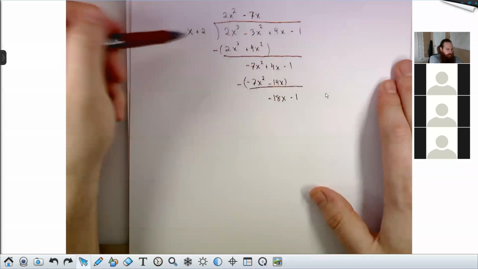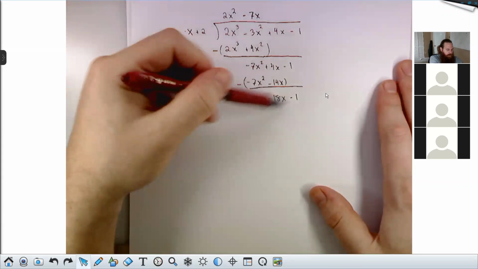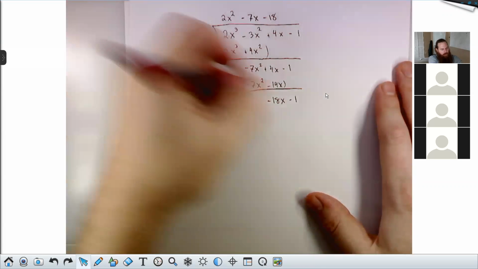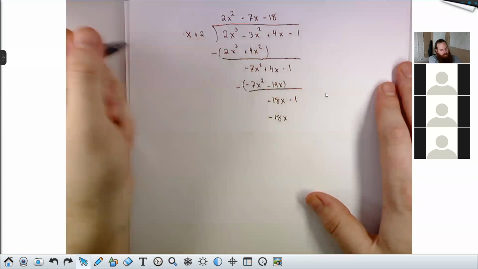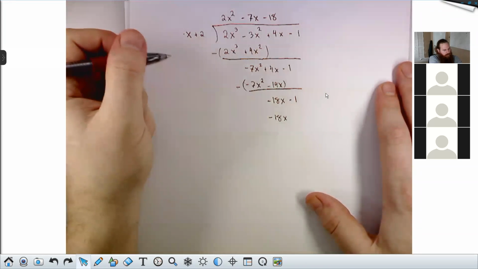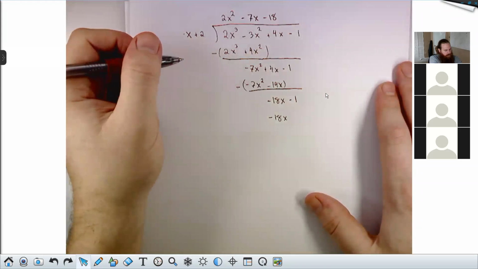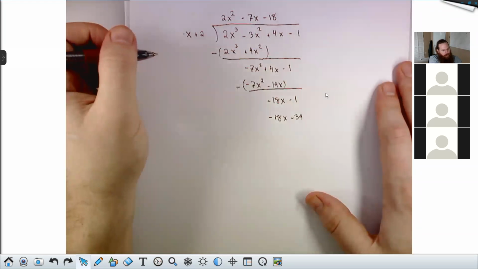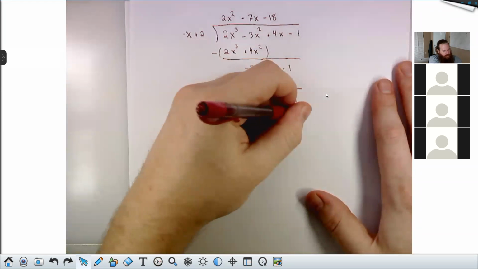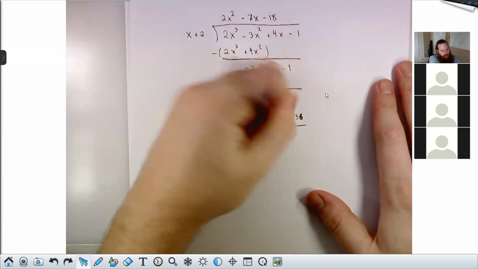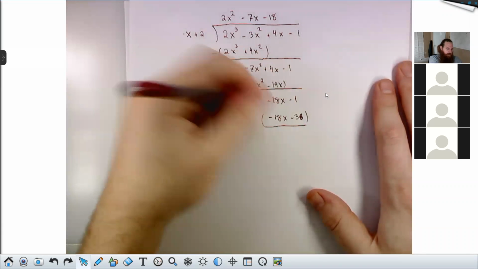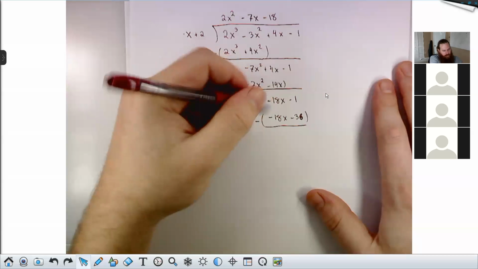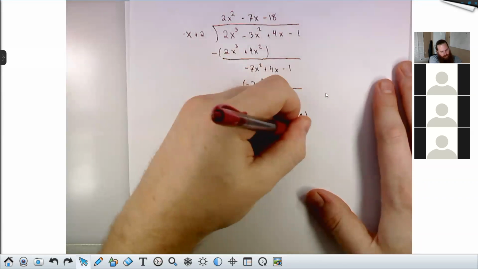And then finally here, to turn x into negative 18x, I would multiply by negative 18. So I'll get negative 18x minus 36, sorry, minus 36. These two subtract to 0. Negative 1 minus negative 36 is negative 1 plus 36, which is 35.